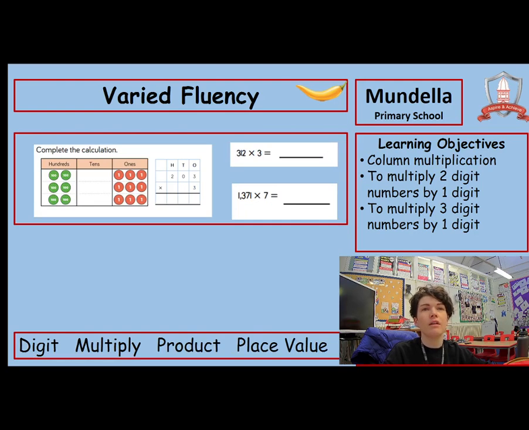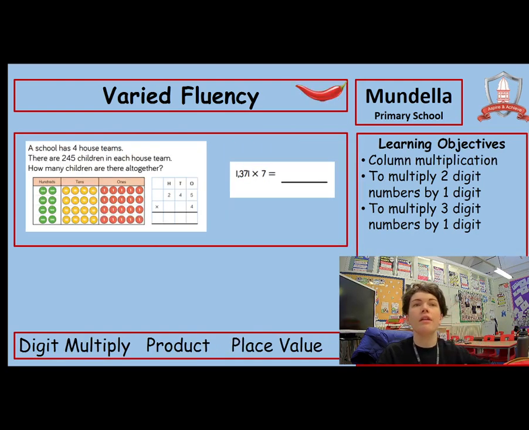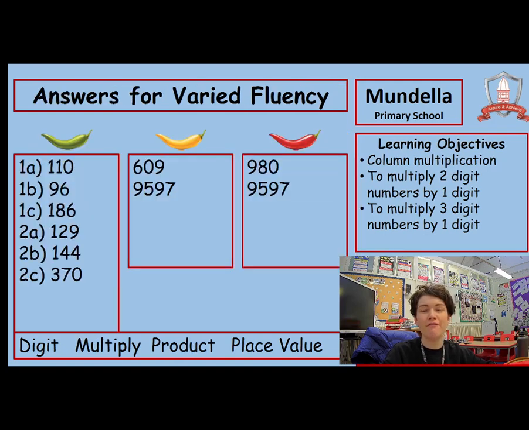Okay, so for your varied fluency, this is the green chili pepper challenge, 2 digits by 1 digit. The yellow chili pepper challenge, slightly harder, and then the red chili pepper challenge, slightly harder yet. Pause the video now to complete the chili challenge that you would like to. Very well done, Year 5. Here are the answers on the screen. Pause the video now to mark your work.